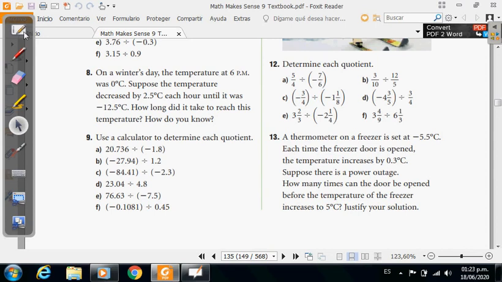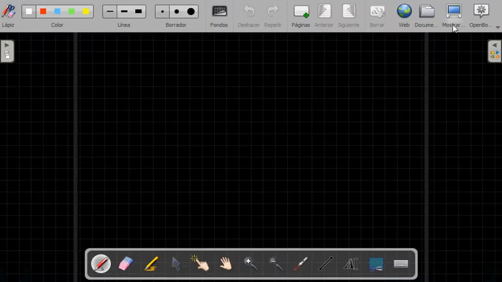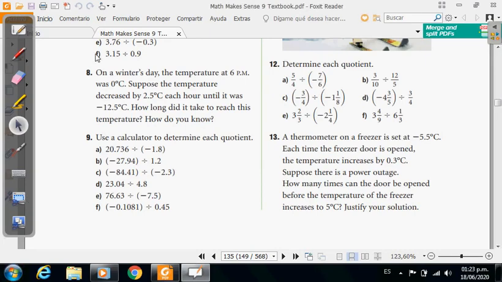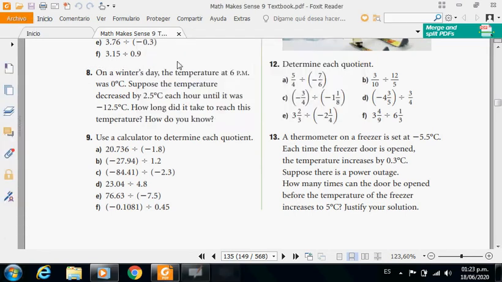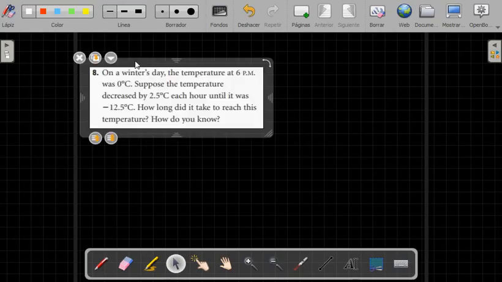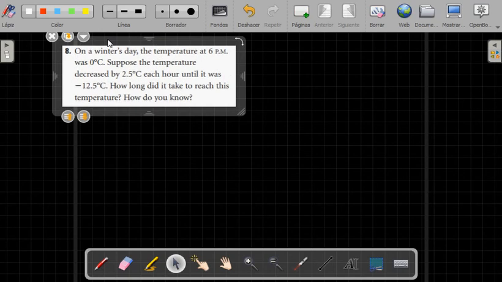How do you know? Let's take our exercise to our blackboard. There we have it. And since you have here two temperatures, we must see first the difference of the initial temperature and the final temperature.